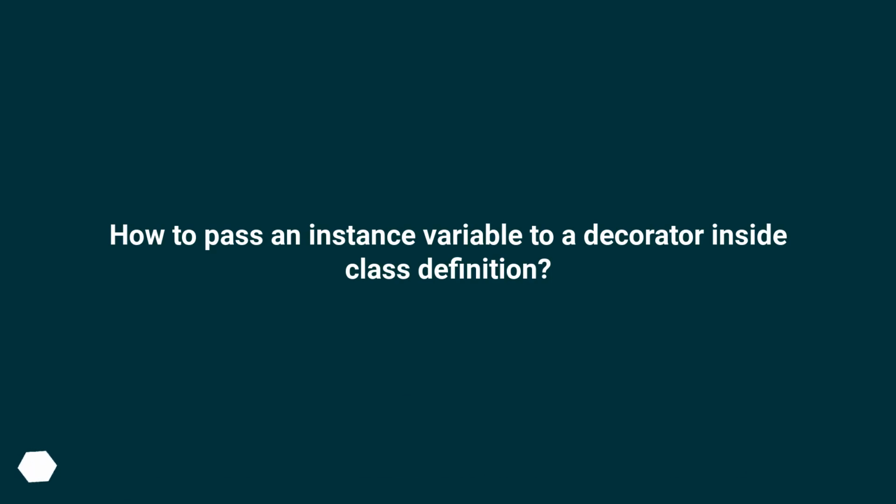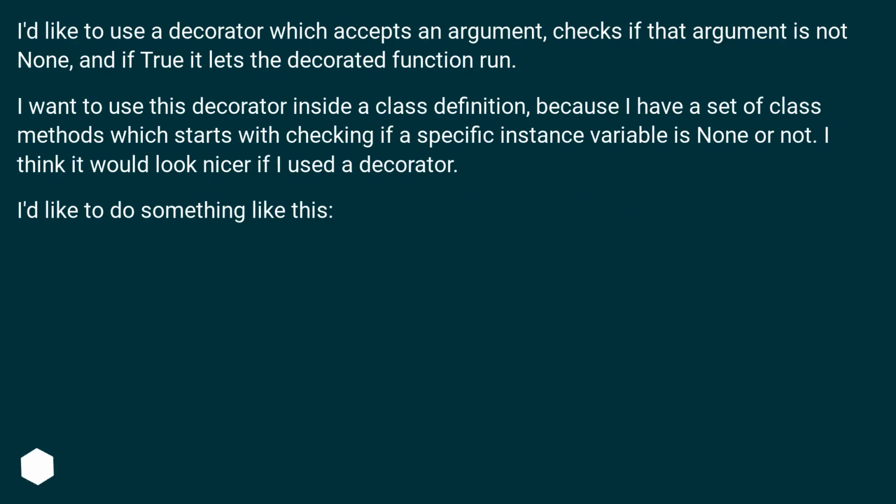How to pass an instance variable to a decorator inside class definition. I'd like to use a decorator which accepts an argument, checks if that argument is not none, and if true it lets the decorated function run.